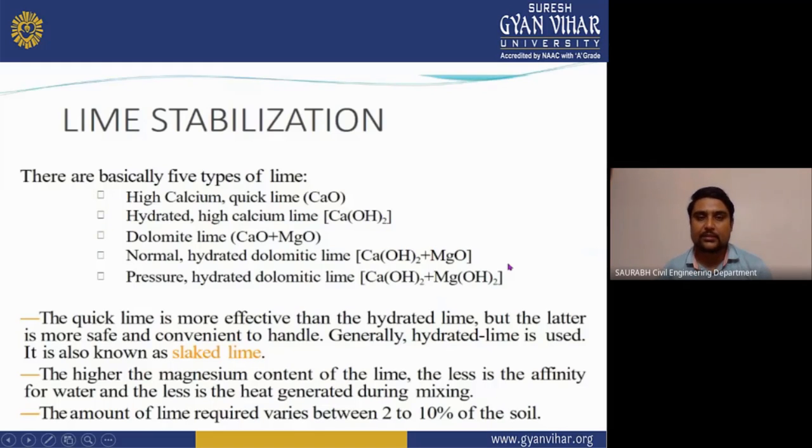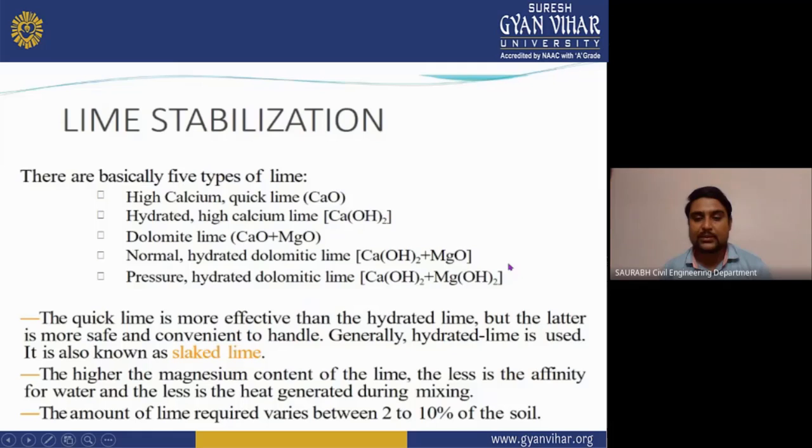Now we will see the lime stabilization. There are basically five types of lime, as we all know: high calcium quicklime, hydrated high calcium lime, dolomite lime, normal hydrated dolomite lime, and pressure hydrated dolomite lime. The quicklime is more effective than the hydrated lime, but the latter is more safe and convenient to handle. Generally, hydrated lime is used. It is also known as slaked lime.